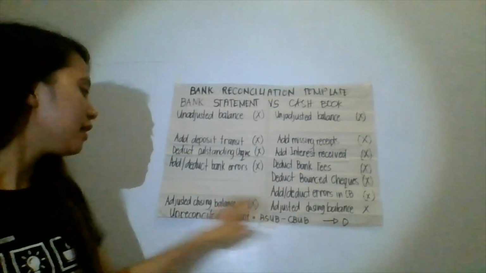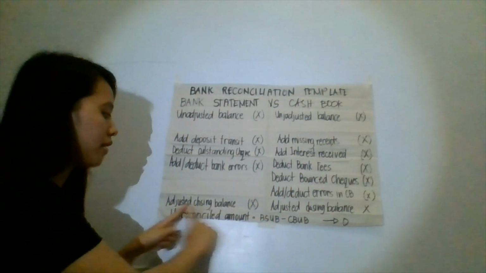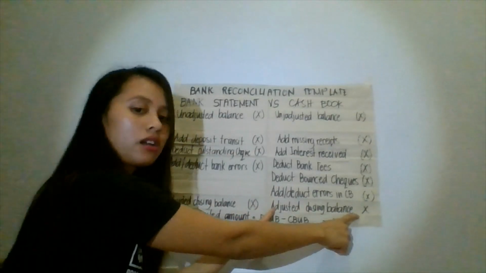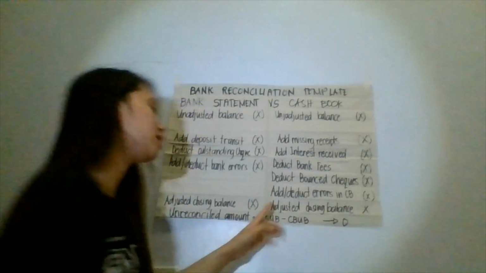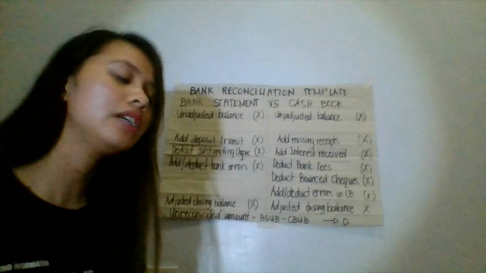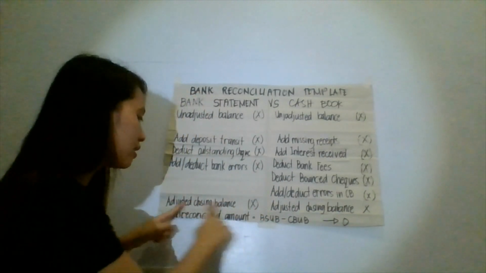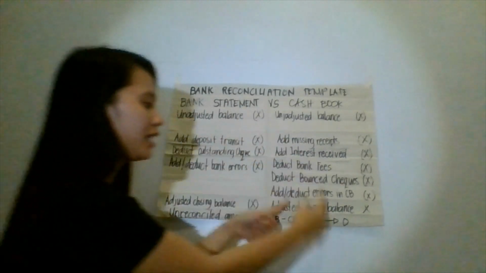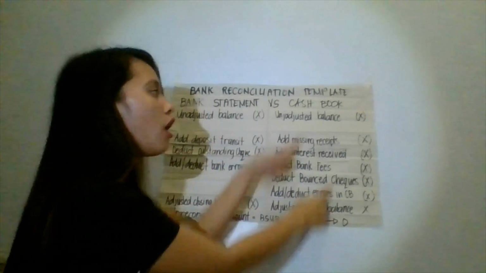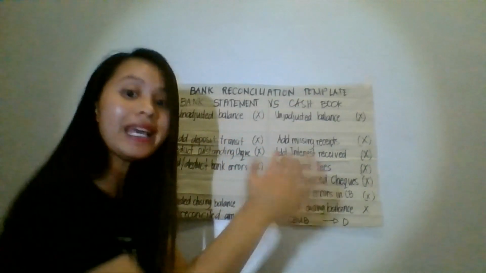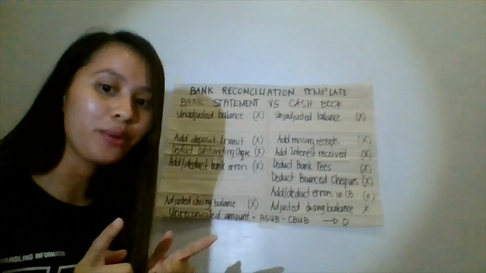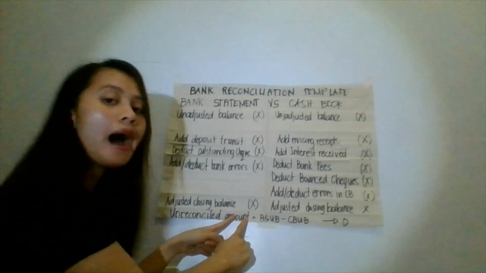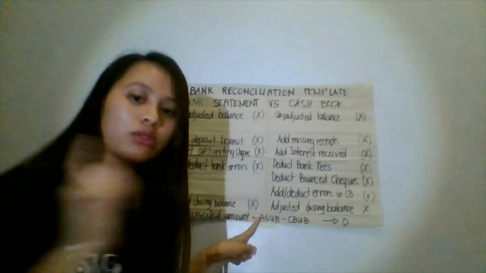And at the end, we have the adjusted closing balance, and the adjusted closing balance here as well. So now our target is to make the adjusted closing balance of our bank statement and the adjusted closing balance of our cash book equal. So that is our target. In simple words, our unreconciled amount must be equal to 0.